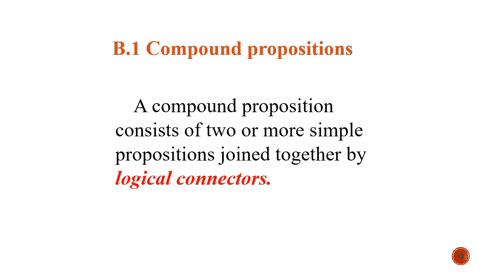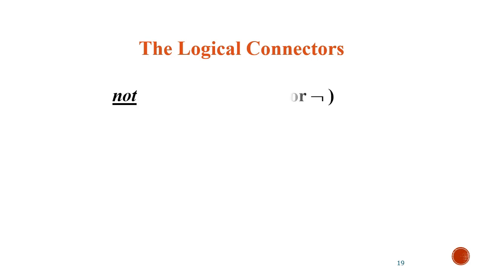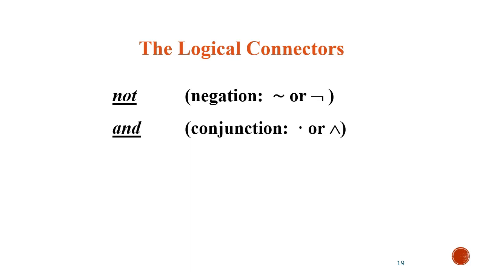For part B.1, compound propositions, let's talk about this. A compound proposition consists of two or more simple propositions joined together by logical connectors. So, in logic, we are using the following logical connectors. For not or negation, we're using this symbol or these symbols. And for and or conjunction, we're using these symbols. Or disjunction, so it looks like a letter B, but it's not letter B.